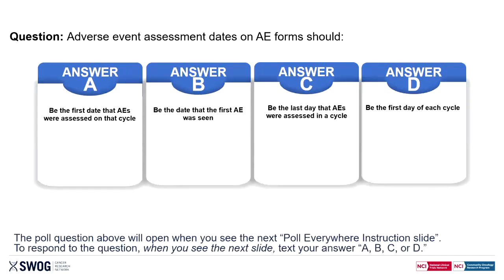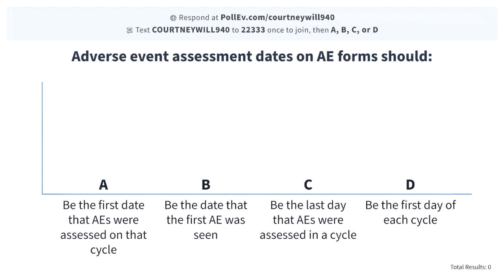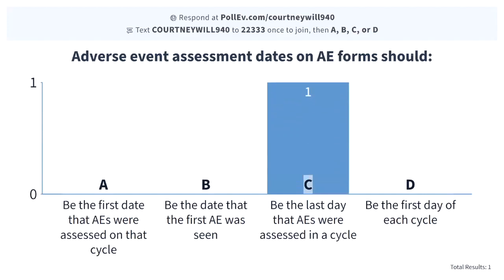All right, we're bound to stump you. Here it is. Near and dear to my heart: adverse event assessment dates on AE forms should A, be the first date the AEs were assessed in that cycle, B, be the date that the first AE was seen, C, be the last day the AEs were assessed in the cycle, or D, be the first day of each cycle.